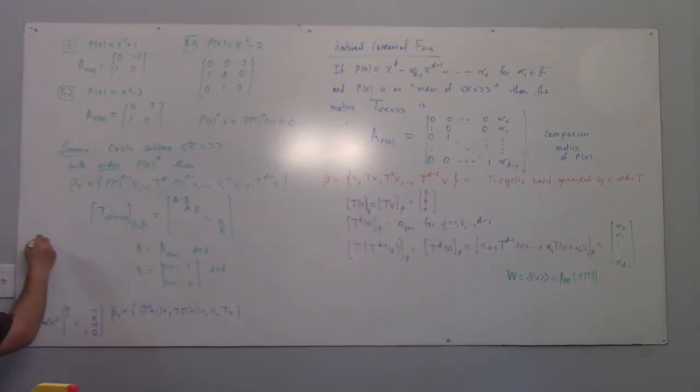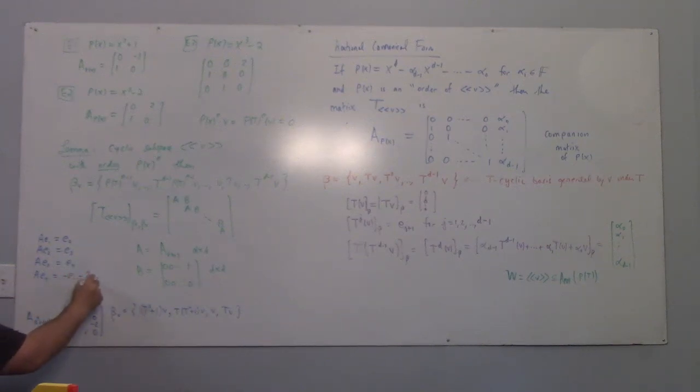So like A E1 equals E2, right? A E2 equals E3. A E3 equals E4. A E4 equals, well, minus E1 minus 2E3, right? So I think you can say that V is equal to E1, right?